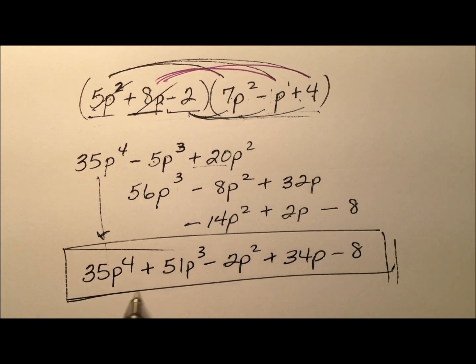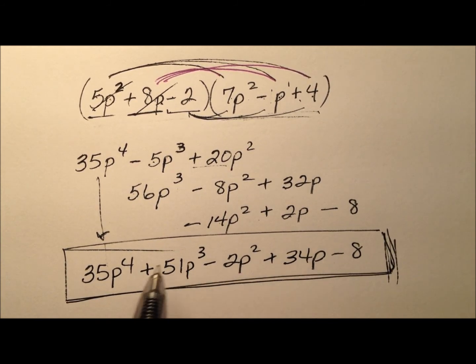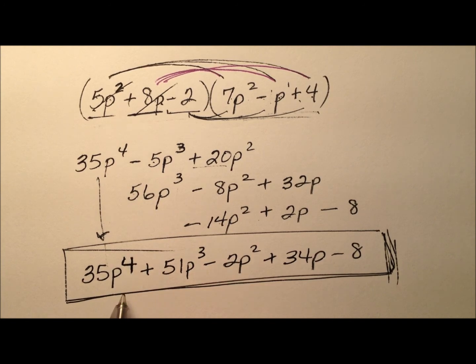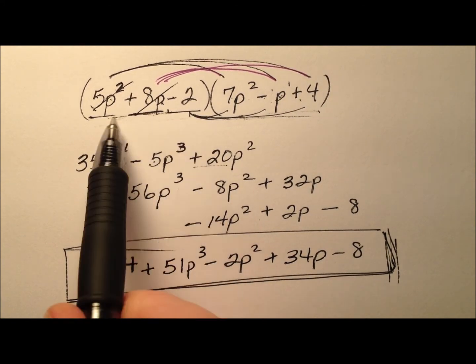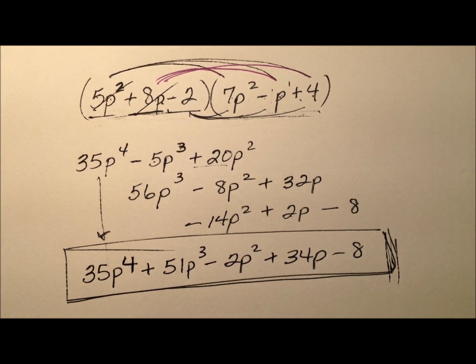Okay, so this polynomial here, it's got 1, 2, 3, 4, 5 terms, and it's a quartic polynomial. It's degree 4, and that's what we get for the product when I multiply these two quadratic trinomials together.